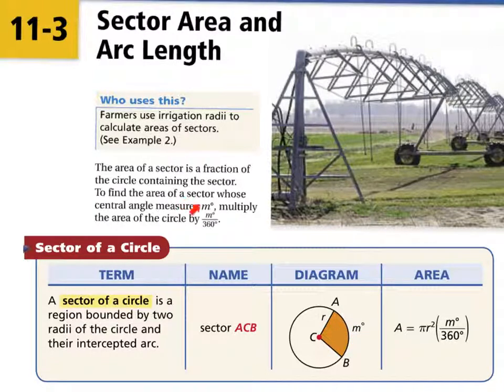To find the area of a sector whose central angle measures m degrees, multiply the area of the circle by m divided by 360. So here it is. A sector of a circle is a region that is bounded by two radii and their intercepted arc. So this would be called sector ACB. To find its area, you would take pi r squared multiplied by the angle measure divided by 360.